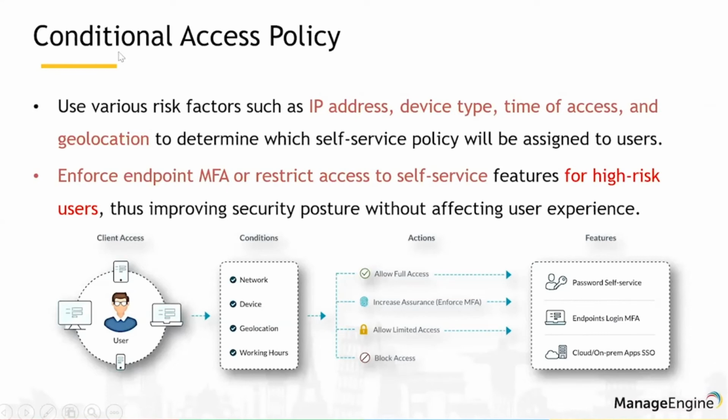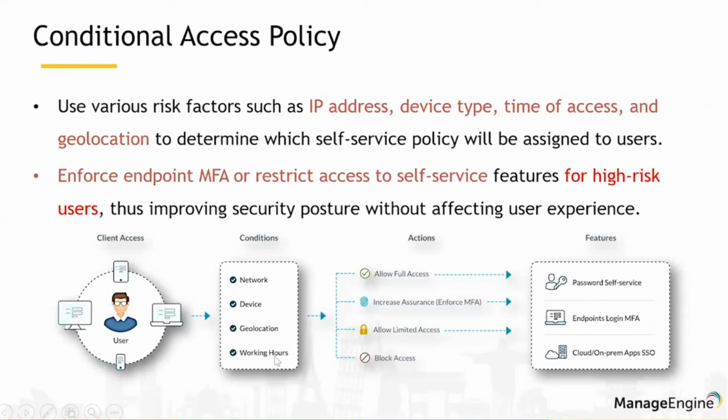What I call CAP is conditional access policy that will allow the end users to perform certain functions or restrict certain functions depending on various conditions. For example, it looks at 4 different parameters when a user is trying to perform or access the portal. It looks at the network, device, geolocation, and working hours.